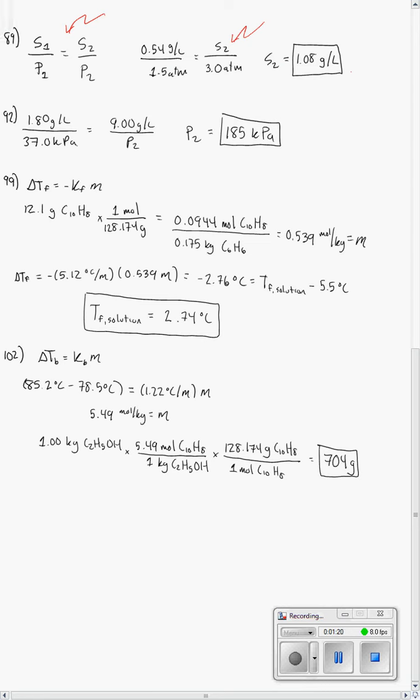Number 92 is a similar problem. However, in 92, instead of solving for a solubility, we're solving for a pressure. So 92 says that the solubility of a gas at 37 kilopascals is 1.80 grams per liter. We want to know at what pressure the solubility will reach 9.0 grams per liter. Okay, our initial conditions are our 1.80 grams per liter and our 37.0 kilopascals. We don't know what our final pressure is, but we know that our final solubility is 9 grams per liter. We can set up our equation like this. Solving for P2 gives us a final pressure of 185 kilopascals.